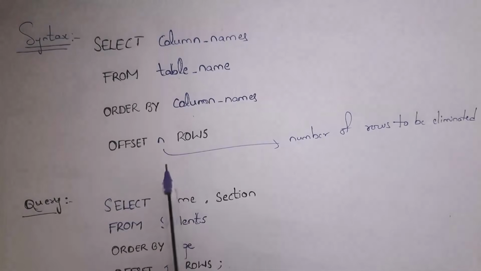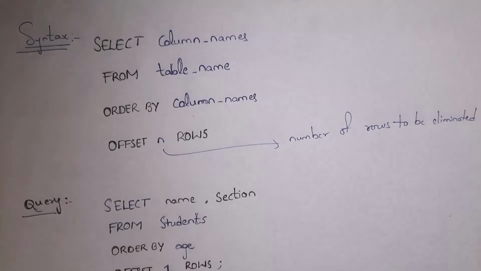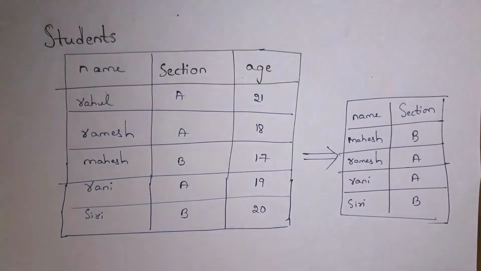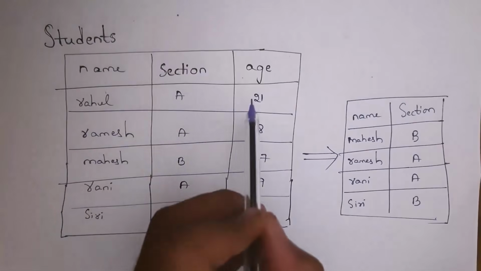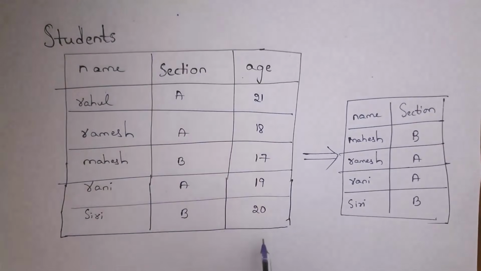So just write here 1. For example, in the students table, I want to delete the first 2 rows. So just write here offset 2 rows. For example, my database contains a students table. The students table contains data: Rahul, section A, age 21. Similarly, name Ramesh, section A and age 18, and so on.